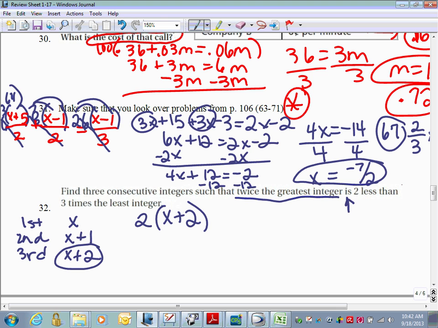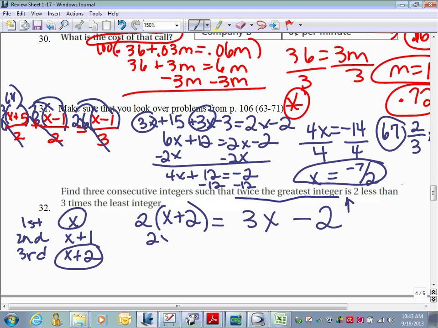What's is? Equals. 2 less than. Is that 2 minus or minus 2? Minus 2. 2 less than what? 3 times the smallest. 3x. Now, have we ever done a problem just like that? No, but that's something you should be able to do.